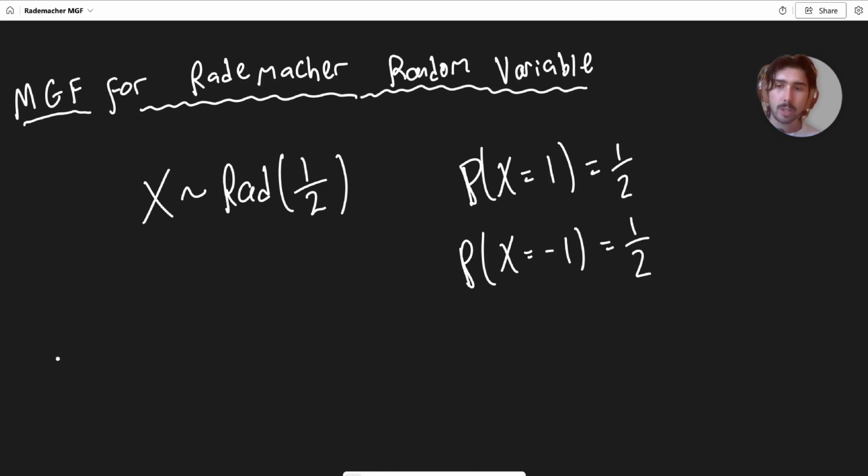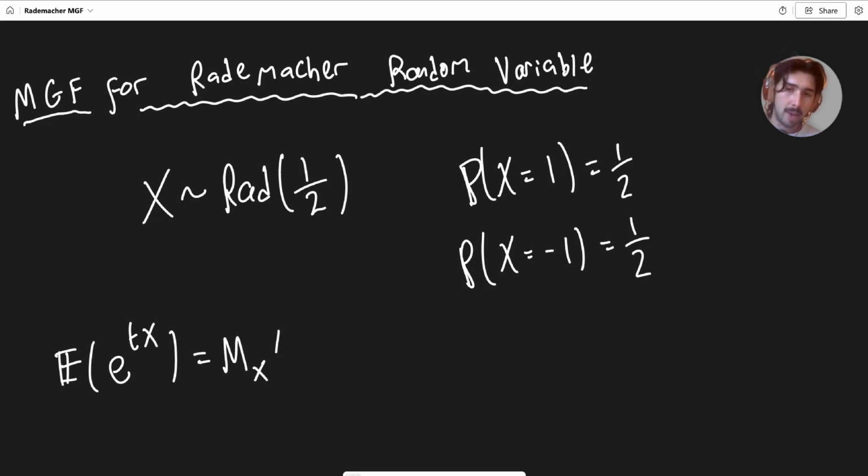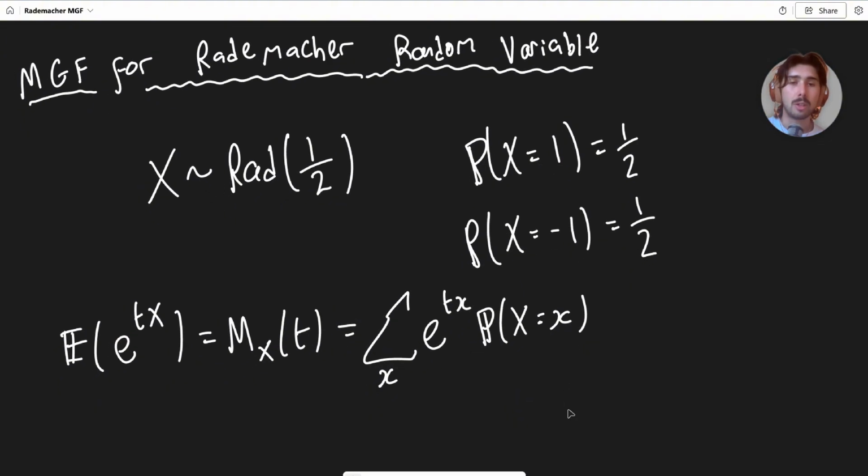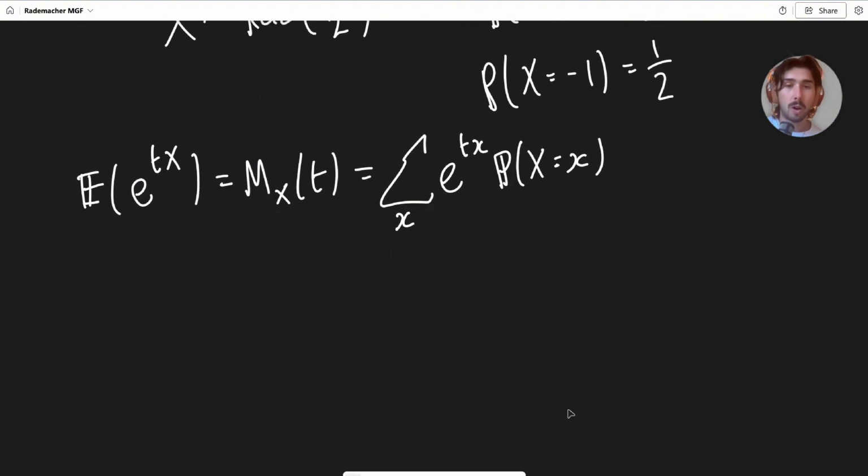It's going to be really simple. We're going to remind ourselves that the moment generating function is defined as the expected value of e to the power of tX. That is the moment generating function M sub X of t. In this case, because this is a discrete random variable, it's going to be the sum over the sample space of our Rademacher distribution of e to the power of tx times the probability that X is equal to little x. Again, the sample space is just -1 and 1, and that is it.